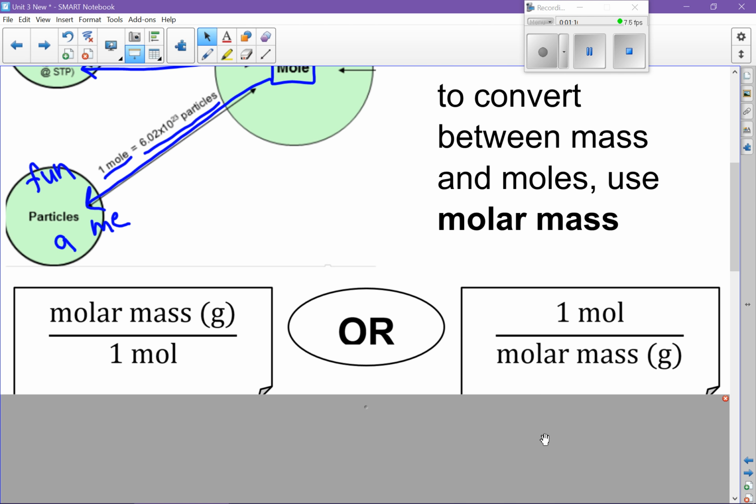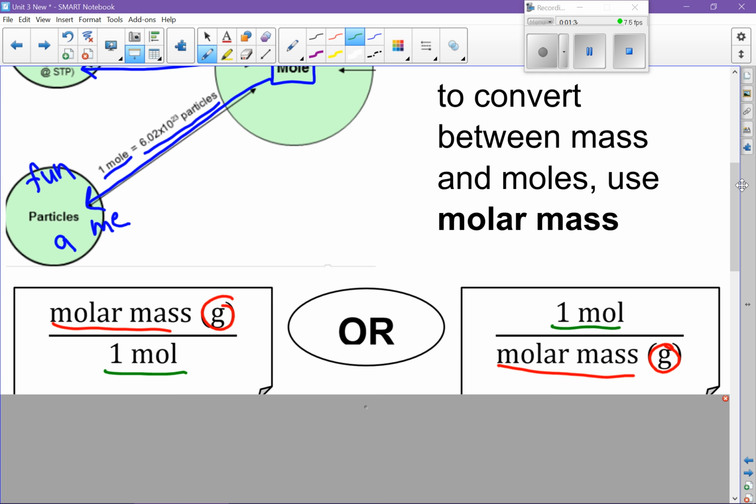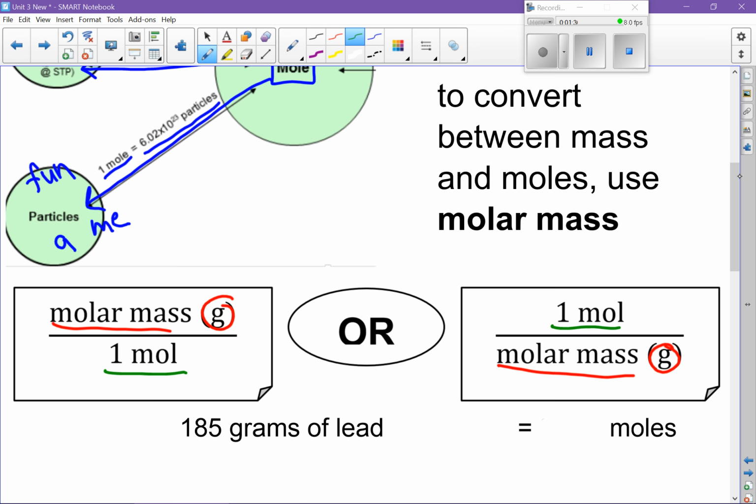Could look like this, 2 ways. You could have the molar mass with the unit of grams on it. So wherever the molar mass is, you would put grams next to it. Could be on the top, or it could be on the bottom. And the other part of your fence will have 1 mole, always 1 with the mole. Alright, so let's do a couple examples of how that will look.